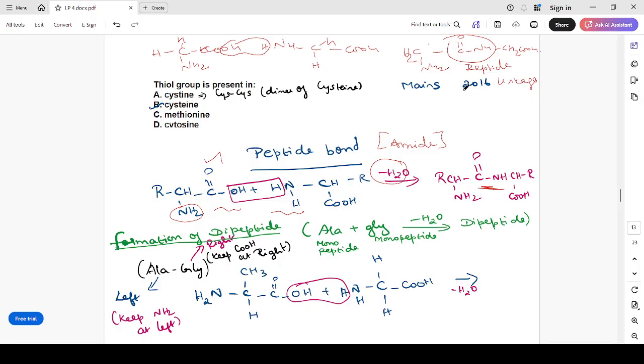What kind of a peptide is that? This is called as dipeptide. Why should I call it as dipeptide? Because two amino acids participated to form this. So I call it as dipeptide. In other words, you can also remember like this. You formed one peptide bond, so add one with it. I call it as dipeptide.